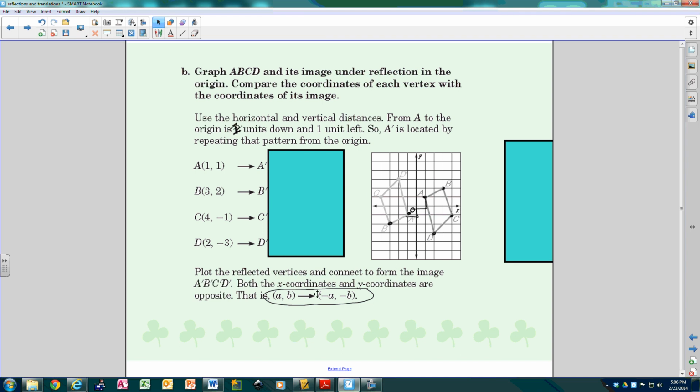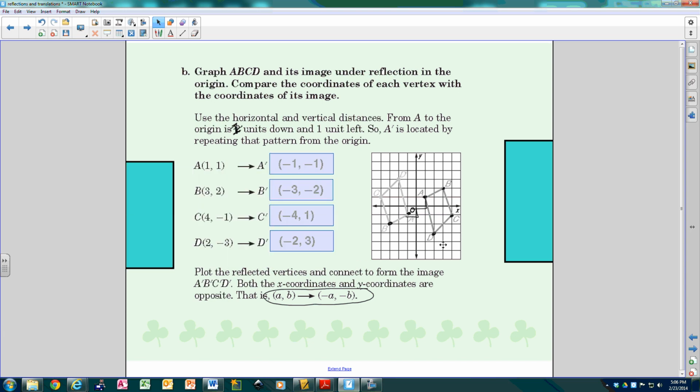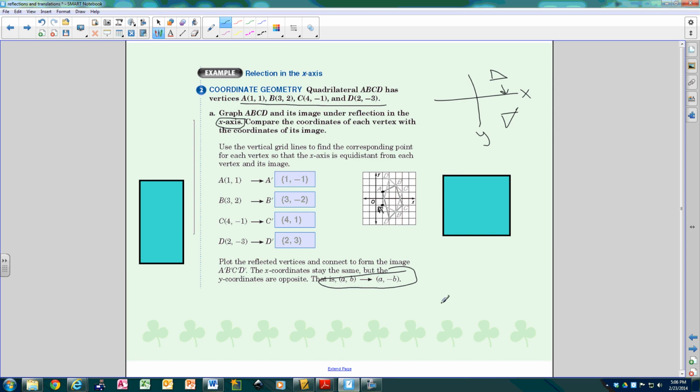So if we didn't remember this rule, then we could just do this. Down and over, down and over, down and over. But if you just change your values, just change all the signs, this becomes negative 1, negative 1, negative 3, negative 2. Negative 4, positive 1, negative 2, positive 3. So this would be rule number 2. That's really ugly. So I guess we could call this one over here rule number 1 if we want to get technical. Rule number 1. Okay. Because we only have 3 rules.